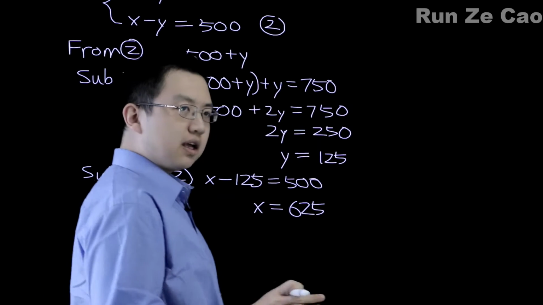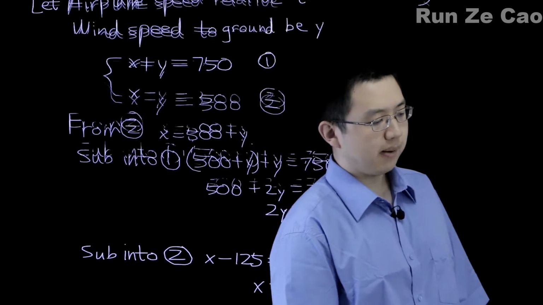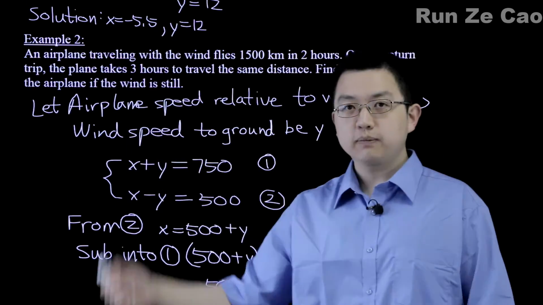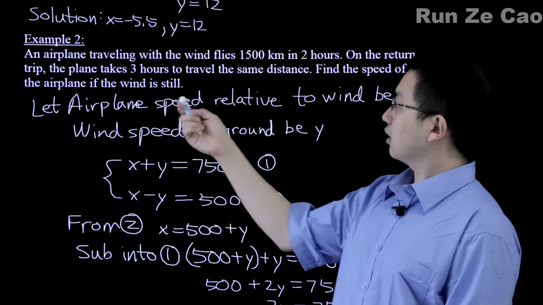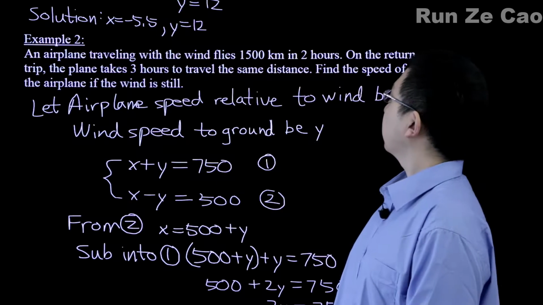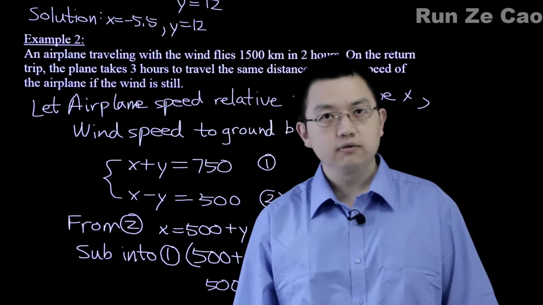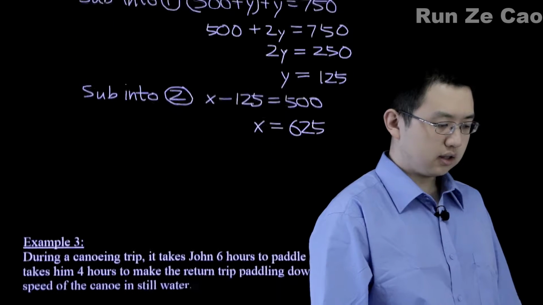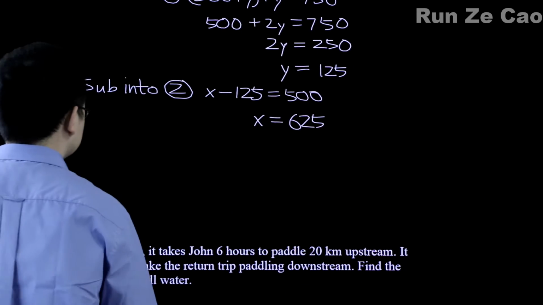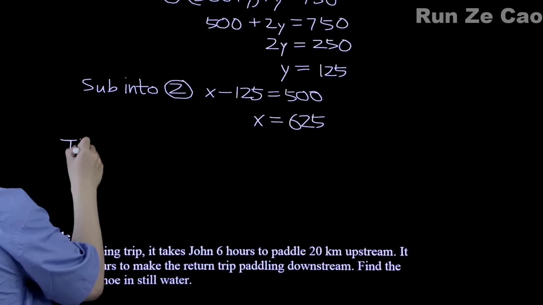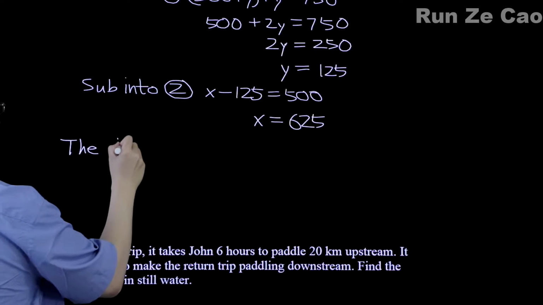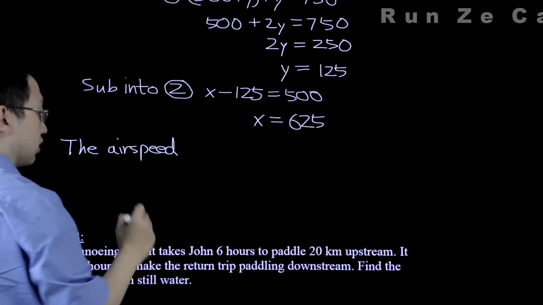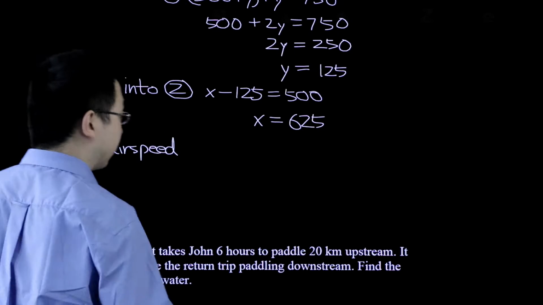Now, technically speaking, since this is a word problem, we aren't just looking for numbers. We're actually looking for real information. In this case, the speed of the airplane if the wind is still. So the airplane speed relative to the wind is 625 kilometers per hour. This is called the air speed. So the speed relative to the air surrounding the airplane.